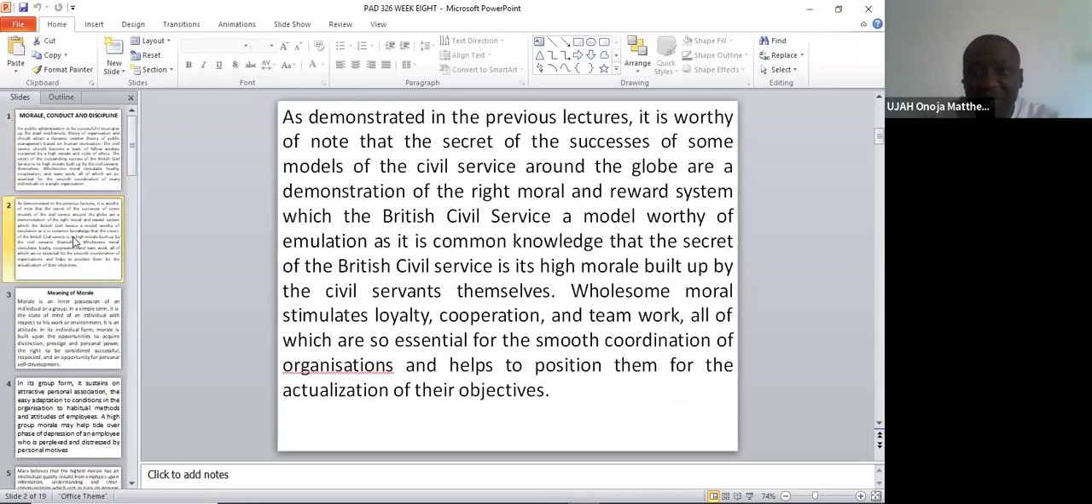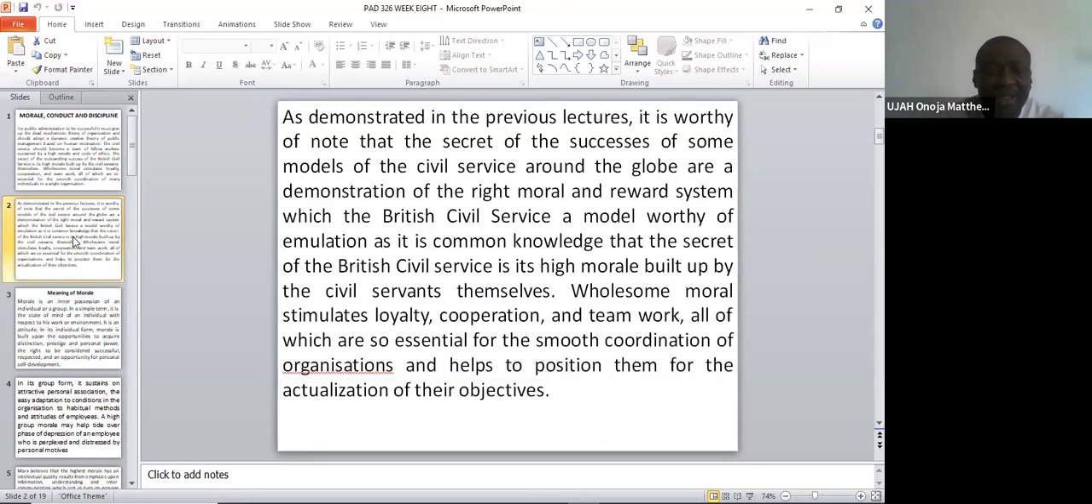As demonstrated in the previous lecture, it is worthy of note that the secret of the successes of some models of the civil service around the globe are a demonstration of the right moral and reward system, of which the British civil service is a model worthy of emulation. And it is common knowledge that the secret of the British service is its high morale built up by the civil servants themselves. Wholesome morale stimulates loyalty, cooperation, and teamwork, all of which are so essential for the smooth coordination of organization and helps to position them for the actualization of their objectives.